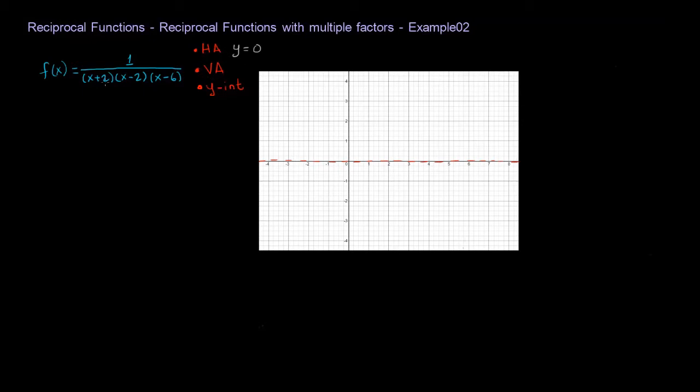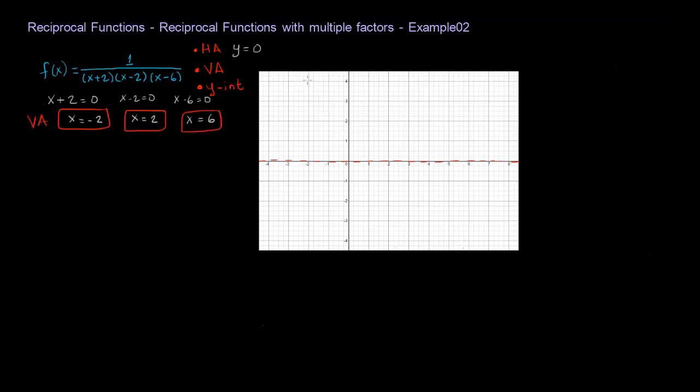For the vertical asymptotes, we take each of the three factors in the denominator and set each of them equal to 0: x plus 2 equal to 0, x minus 2 equal to 0, and x minus 6 equal to 0. Then we solve for x. So we get x equal to negative 2, x equal to 2, and x equal to 6. These three will be our three vertical asymptotes.